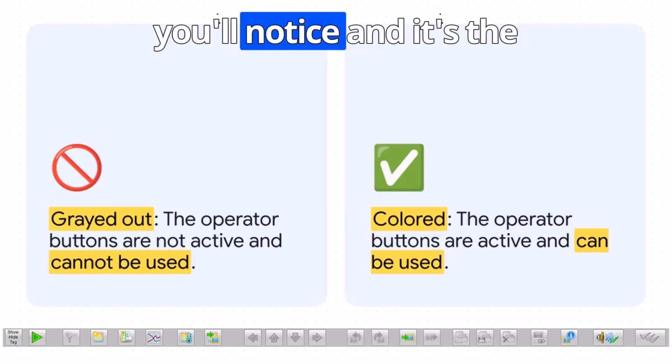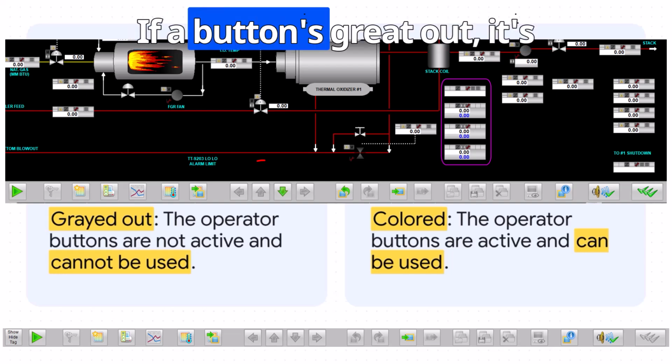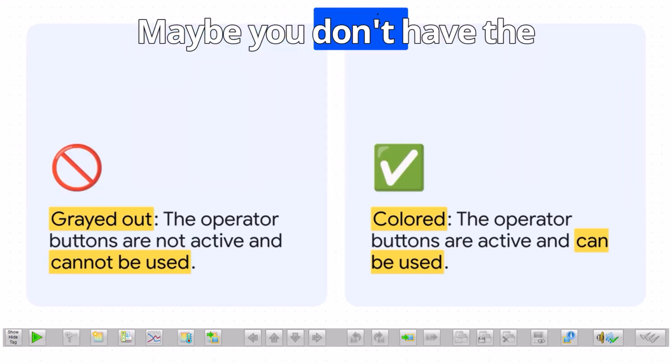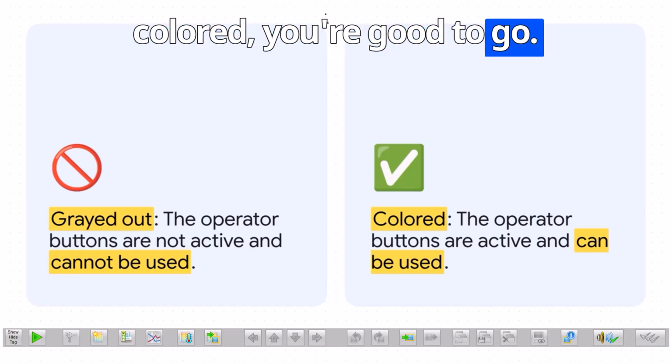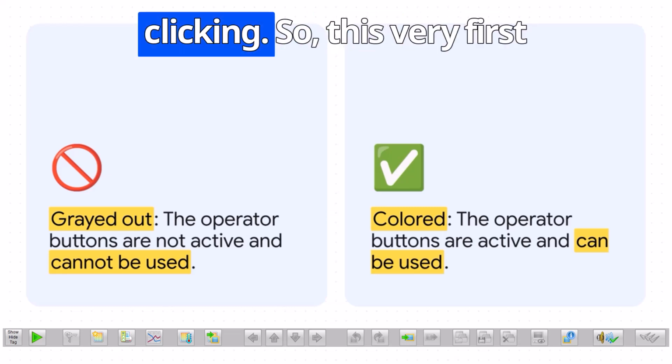The first thing you'll notice, and it's the most basic cue, is color. If a button's grayed out, it's inactive. That tells you something's missing. Maybe you don't have the right authorization or there's another dependency. But if it's colored, you're good to go. It's your instant, at-a-glance status check before you even think about clicking.